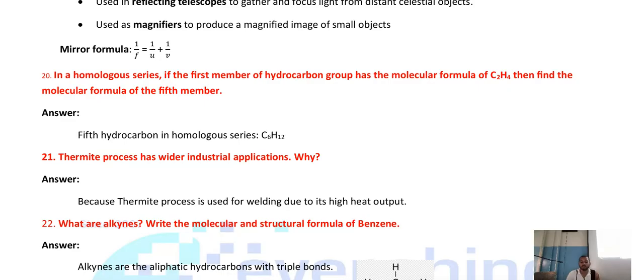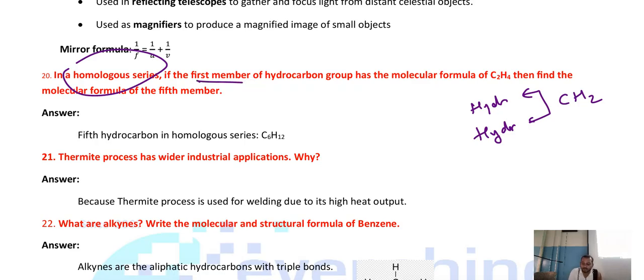Homologous series is what? I told you. Listen here. We have one hydrocarbon. We have another hydrocarbon. The first hydrocarbon and the second hydrocarbon differ by a CH2 group. If they differ by the CH2 group, such a phenomenon is known as homologous series. Now they are telling that the first member is C2H4. Second member C3H6, because one carbon, two hydrogen differ.